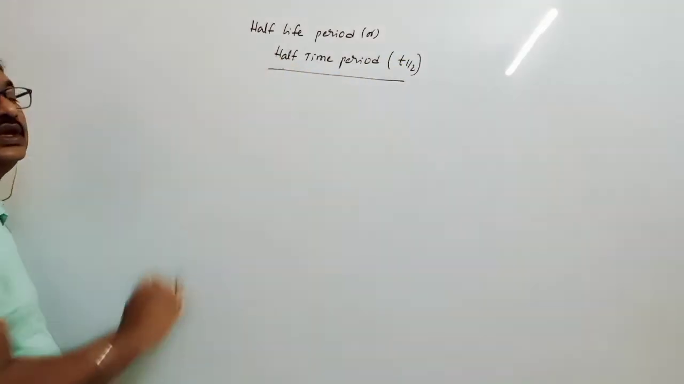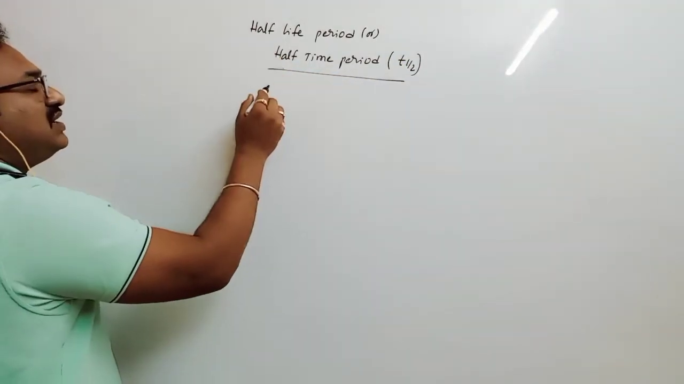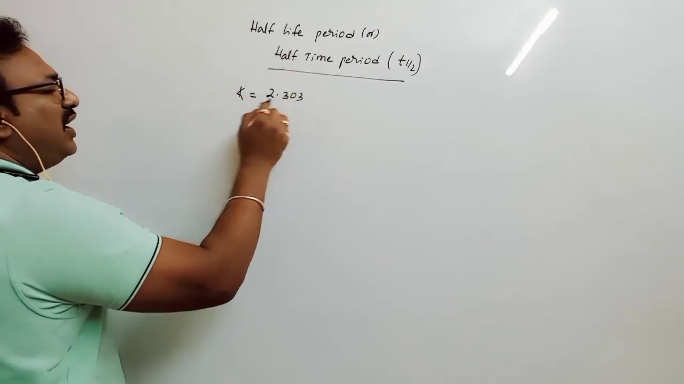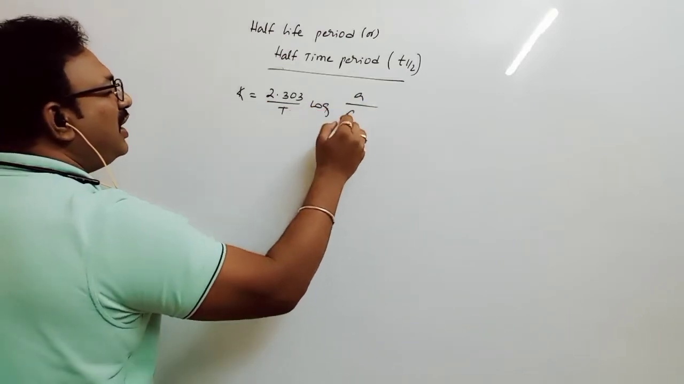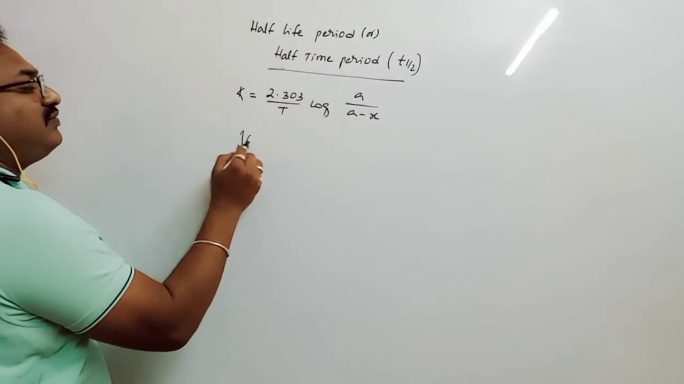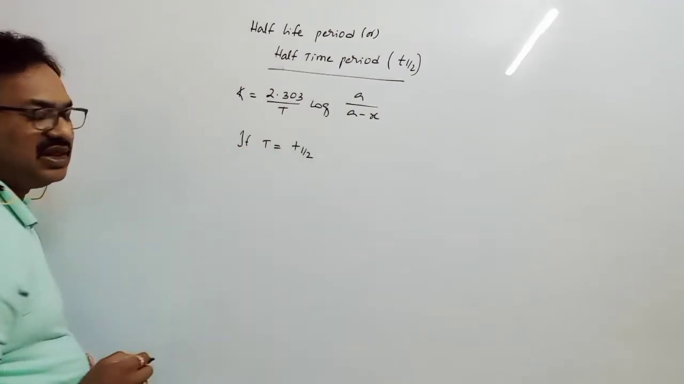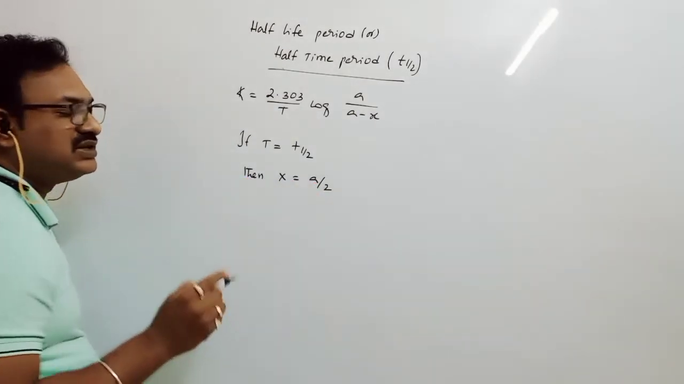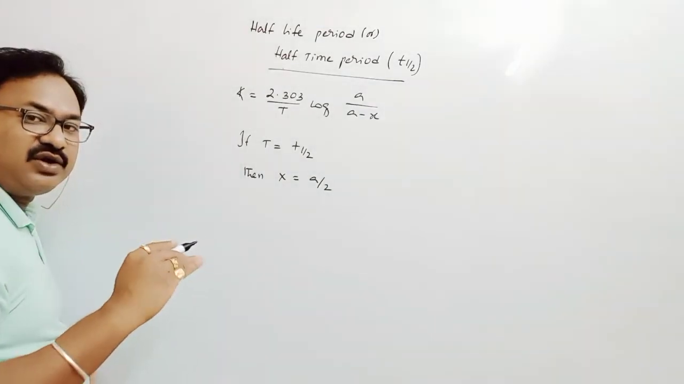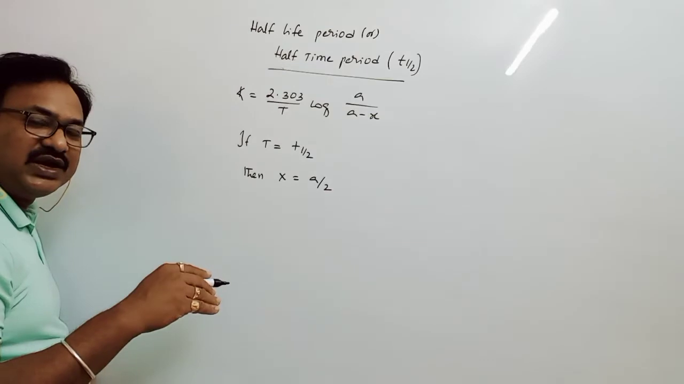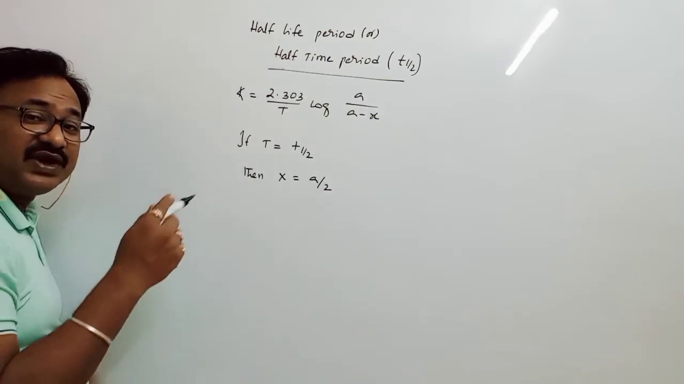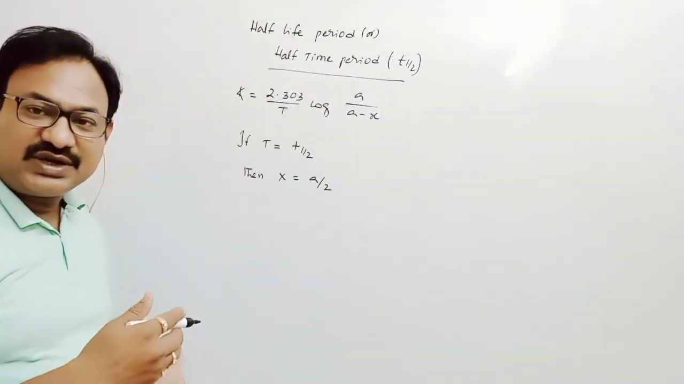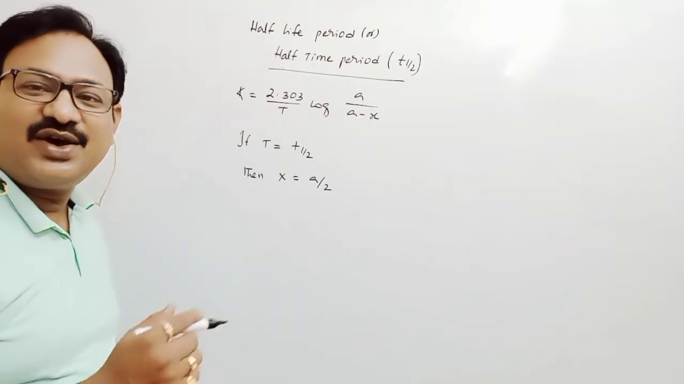Now, consider the rate expression for first order kinetics: k equal to 2.303 by t log a by (a minus x). If t is equal to t half, matlab half-life period, then x will be equal to a by 2, because half-life is the time required to convert one half of the initial concentration of reactant into product.